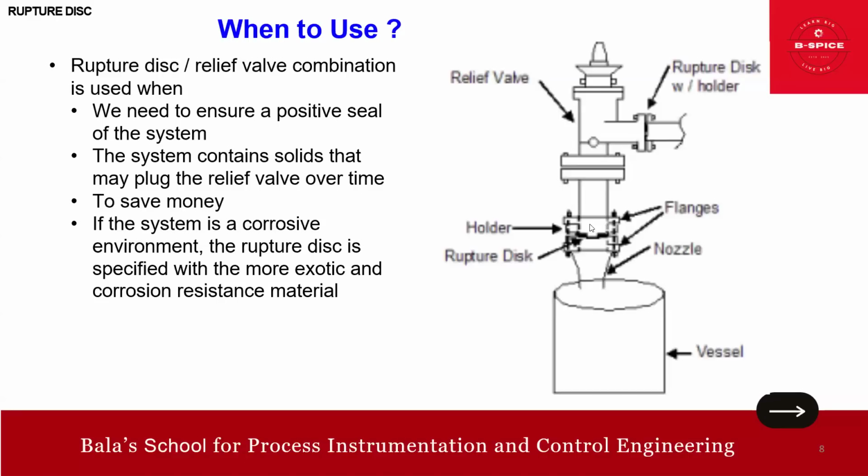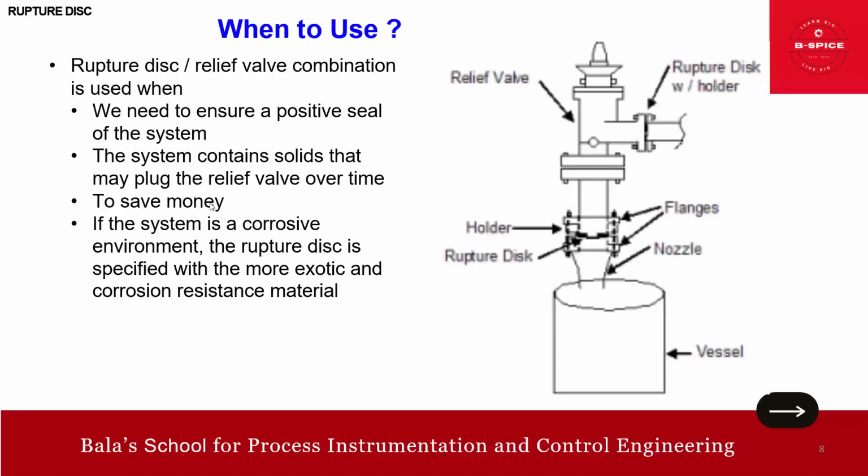Rupture disc in combination with the relief valve. This option will be used when we need to ensure a positive seal of the system. So this positive seal should be maintained. At that time we need to go with this combination. And the system contains solids that may plug the relief valve over time. So we have to go with both options.